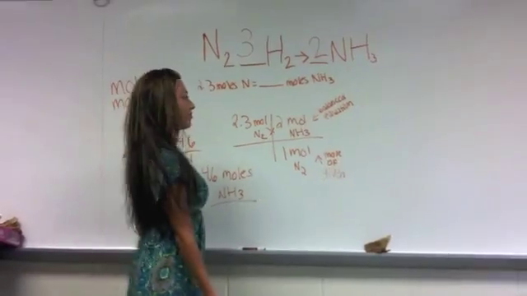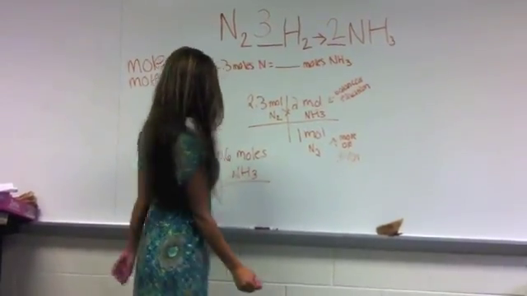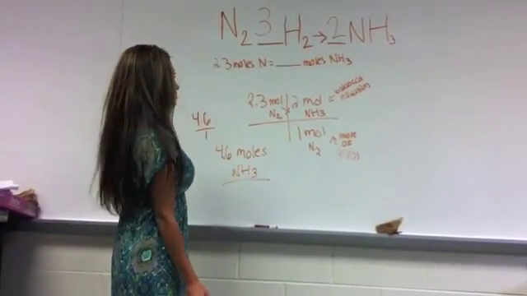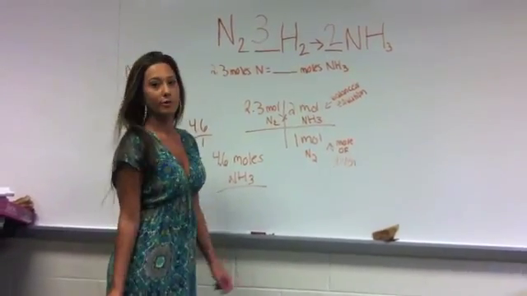Okay, so next you're just going to multiply across. So you just multiply that by that and divide by the bottom. That's going to give you 4.6 moles of ammonia. So the answer to our problem is with 2.3 moles of nitrogen, you can make 4.6 moles of ammonia.